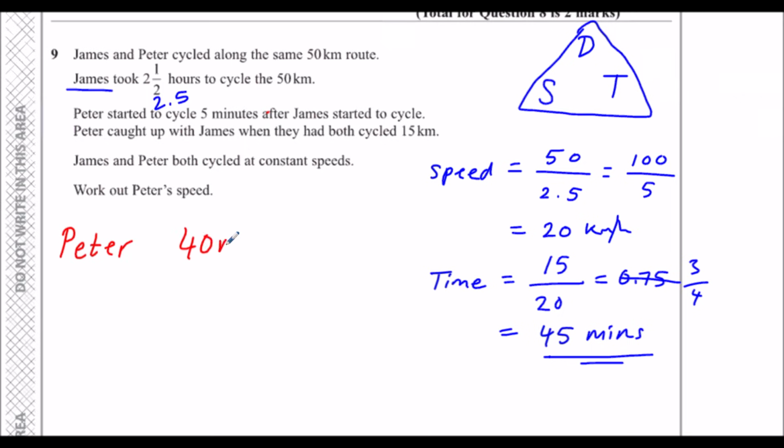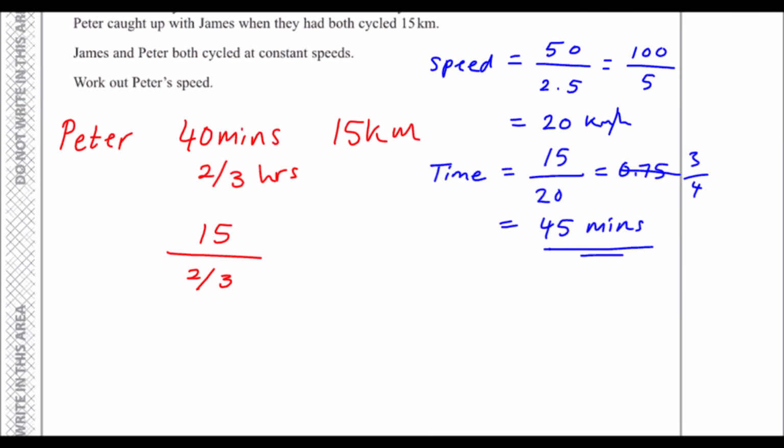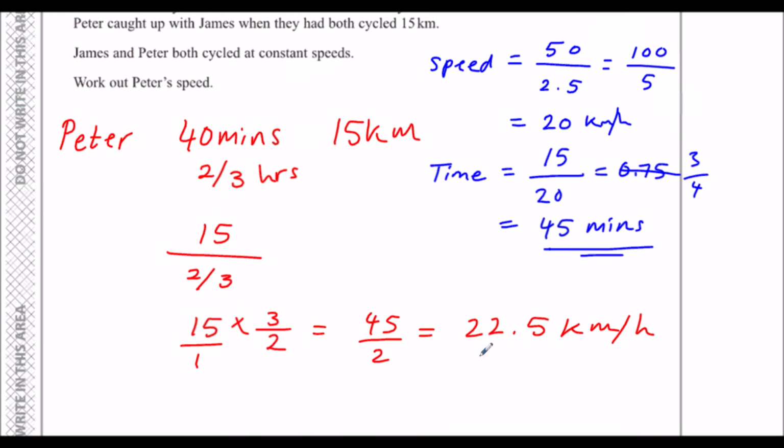So Peter in 40 minutes cycled 15 kilometres. If I change 40 minutes into 2/3 of an hour, Peter's speed is that distance, 15, divided by 2/3. So 15 divided by 2/3. We'll just do 15 times 3/2. Dividing by 2/3 is the same as timesing by 3/2. So that's 45/2, which is 22.5 kilometres per hour.